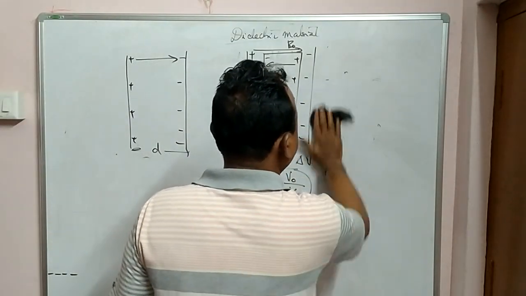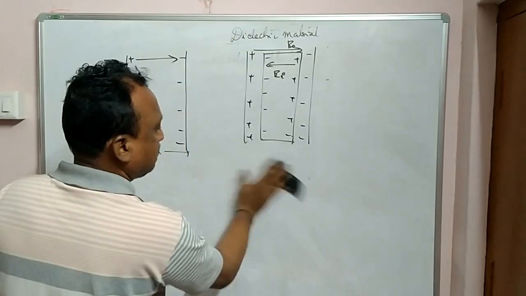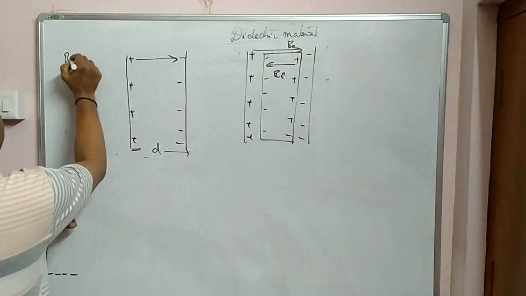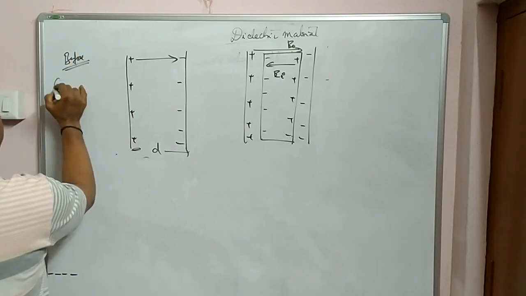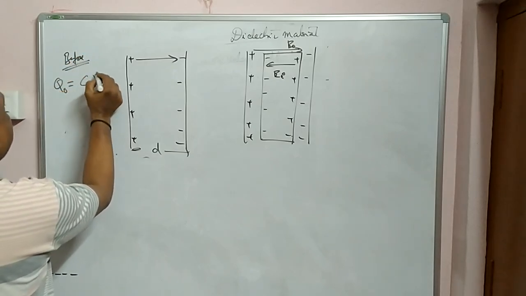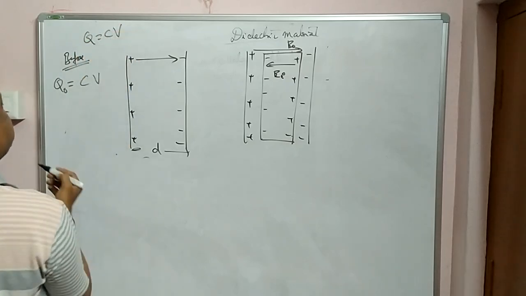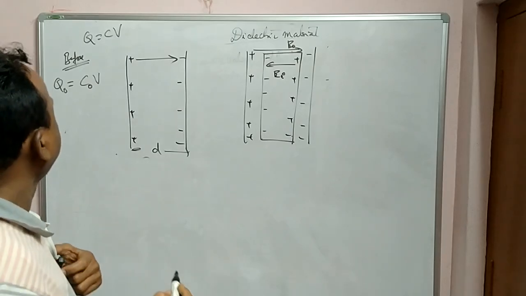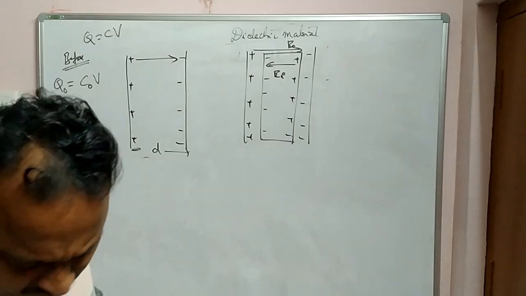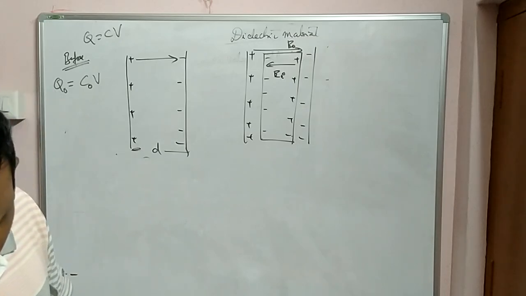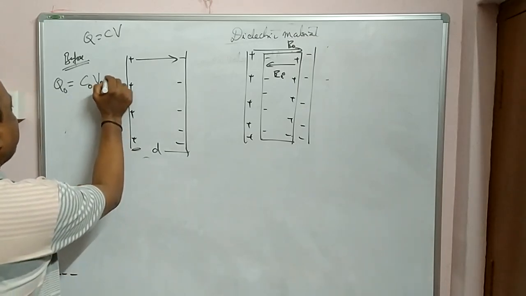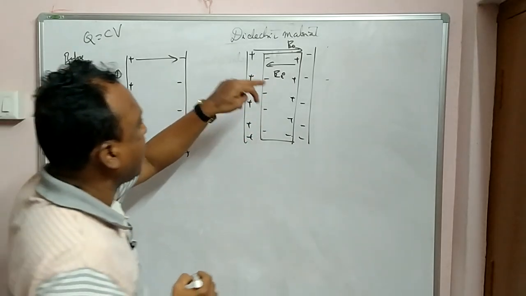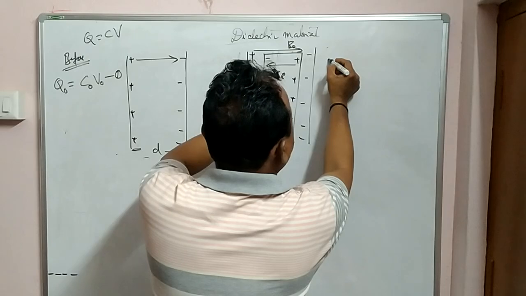Let us see what happens to the capacitance, before and after. We already know, this is before, the original formula is Q is equal to CV. So Q is equal to C naught into V. Okay, Q is equal to C naught into V naught, the before value.